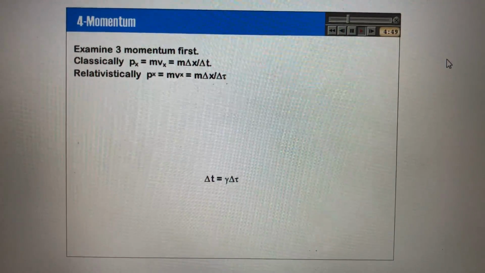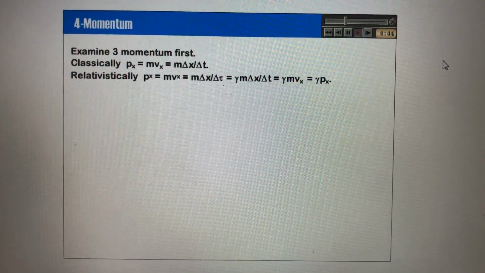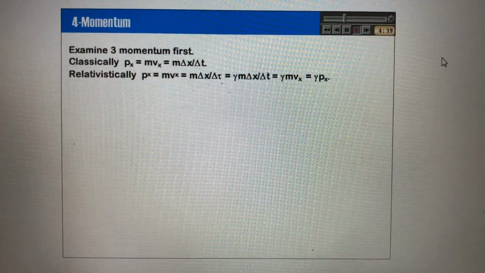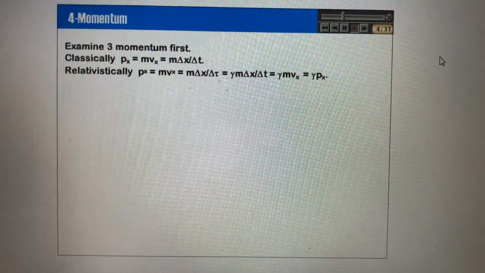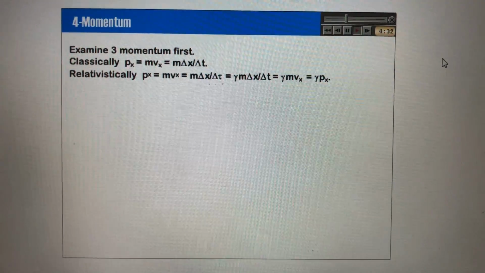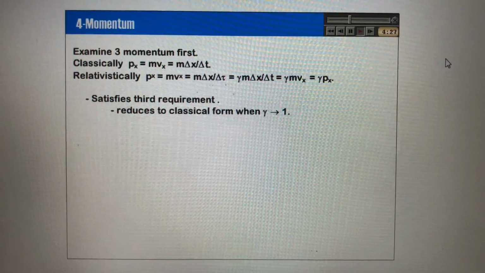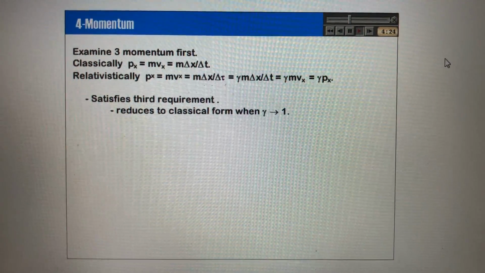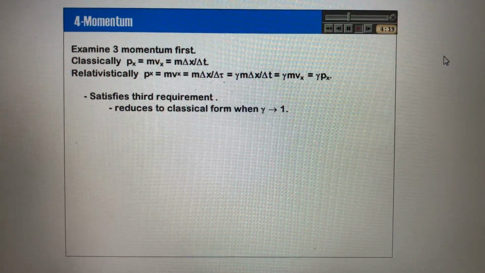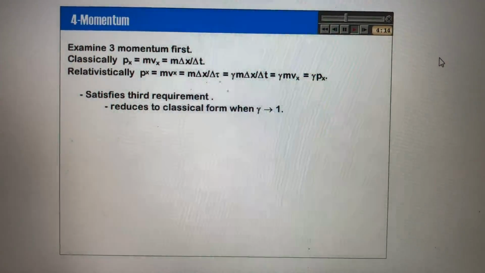Well, remember that delta t is equal to gamma delta tau, so we can rewrite this as gamma m delta x over delta t, just in one particular reference frame, where we use gamma to relate it. We see that this says gamma m v_x, the x component of the 3-velocity, which is equal to gamma p_x, our classical 3-momentum. We see right away that this satisfies the third requirement, because as the velocity goes to 0, gamma goes to 1, and the x component of the 4-momentum goes to the x component of the 3-momentum. So that satisfies the third requirement for the spatial component of the 4-momentum.